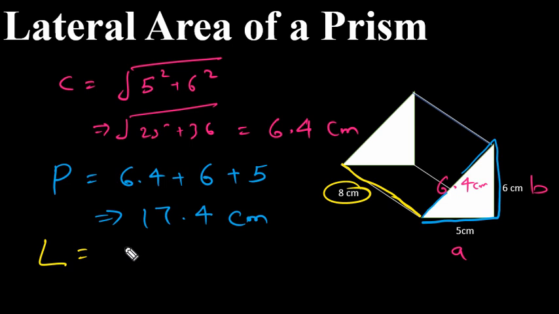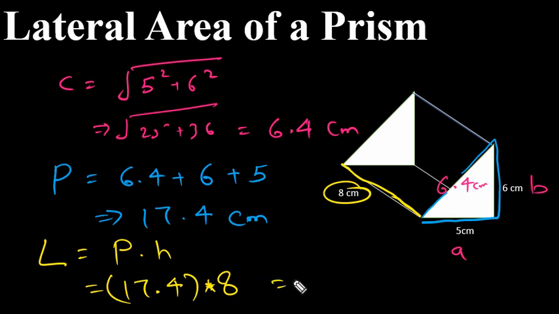So the lateral area is perimeter times height. 17.4 is the perimeter, multiply with height. So this point is for multiplication and this is decimal point. Okay, if you don't want to get confused, just use multiplication sign. So 17.4 multiply 8 will give you 139.2, and the unit is centimeter square. That's how you will find the lateral area of a prism.